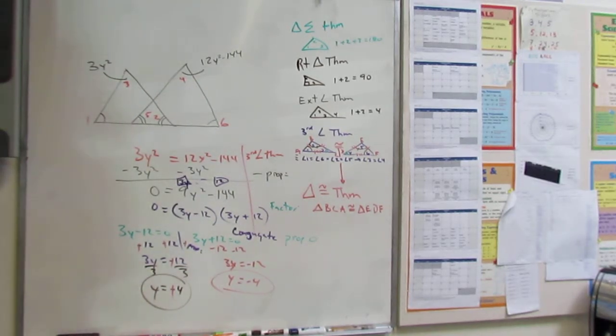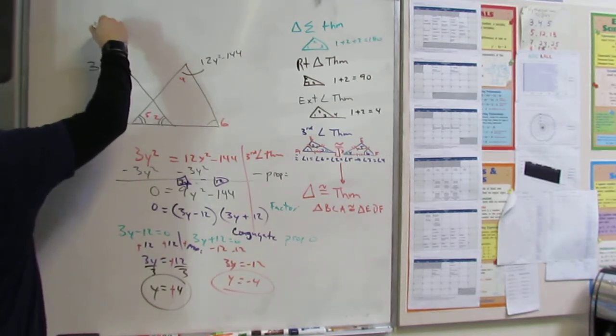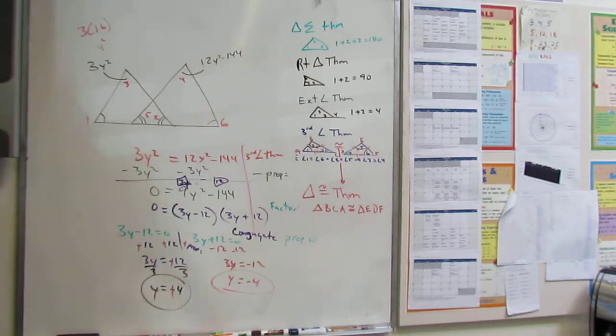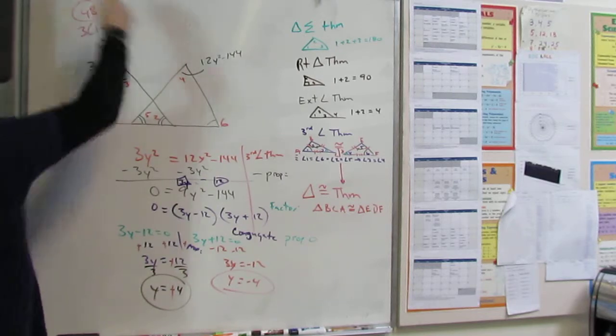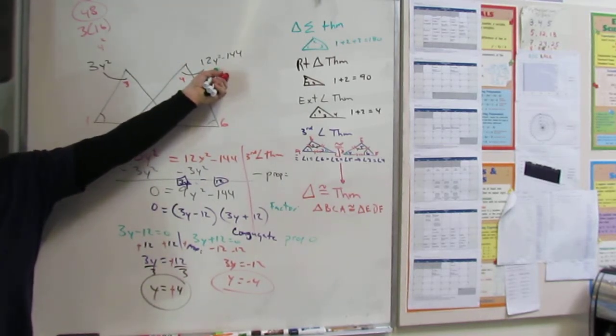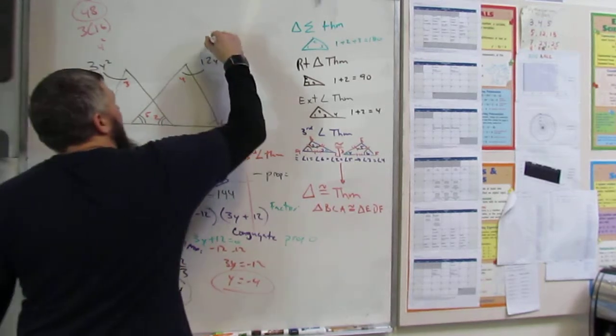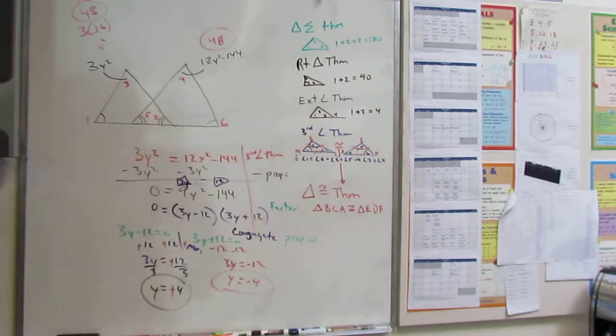And so if y is 4, we plug it back in. 4 squared is 16, and 16 times 3 is 48. So this better be 48 also. So you get 16 times 12 minus 144. Oh yeah, 48. Okay, and so there you go.